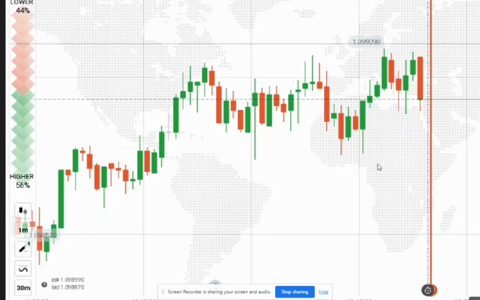Then the next thing you have to consider is the rejection, the rejection candlestick pattern. These are what will help you to predict the next candlestick. Always analyze and predict the next candlestick.